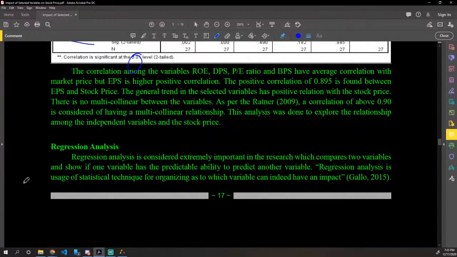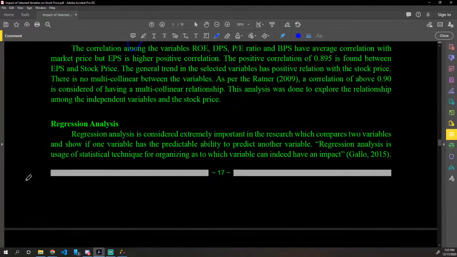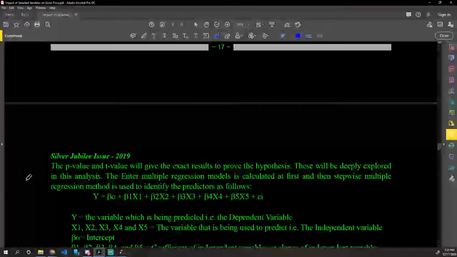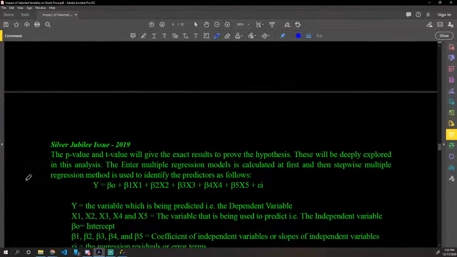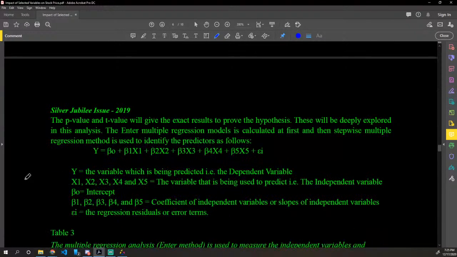So if one variable has the ability to predict another variable, regression analysis is a statistical technique for identifying which variable can indeed have an impact. Okay, so the t-test and F-test will give the exact result to prove the hypothesis. These will be deeply explored in this analysis. The entire multiple regression model is calculated at first, and then a stepwise regression model is used to identify the predictor as follows.